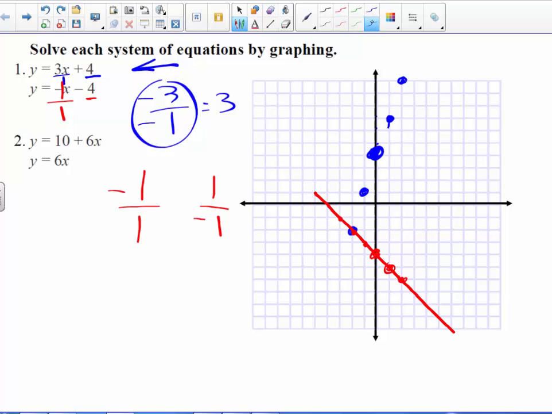This other line here, it's looking like this. I really would make that a little bit more straight, but you can see it crosses through negative 2, negative 2. From the origin, back 2, down 2. So the solution for that is negative 2, comma, negative 2. Pause that, rewind this, watch it again as many times as you like.